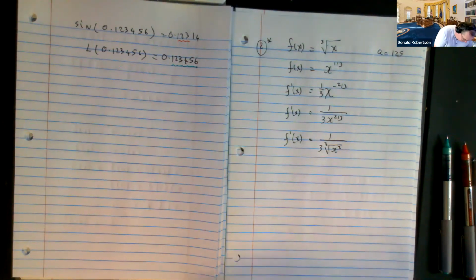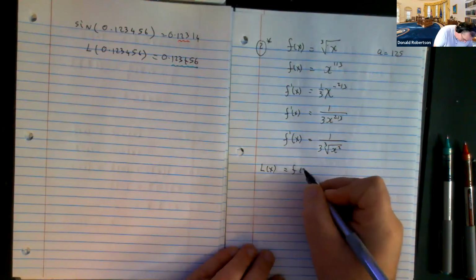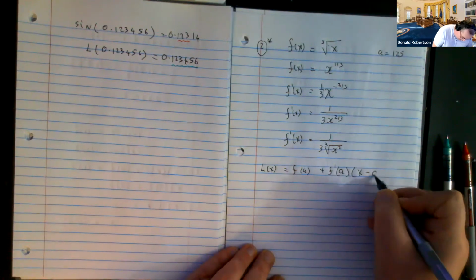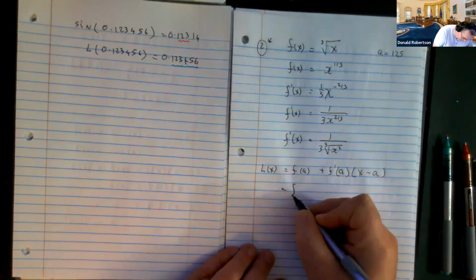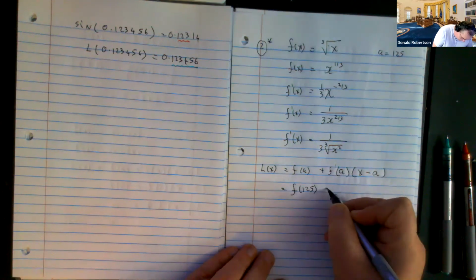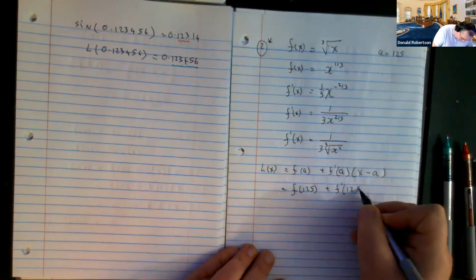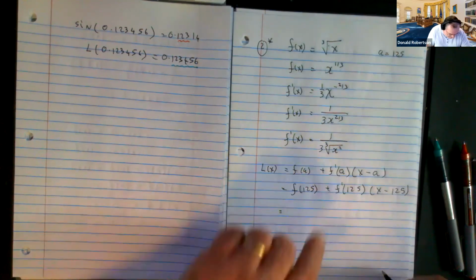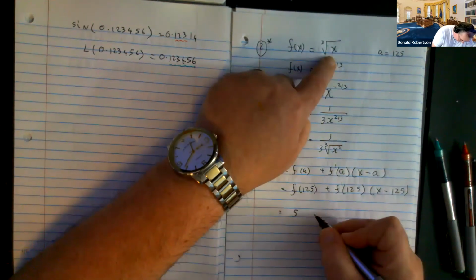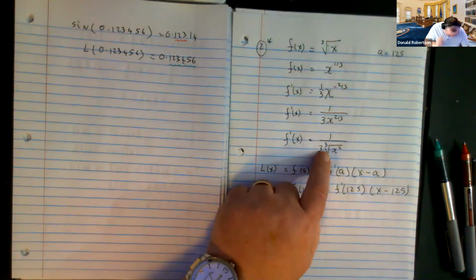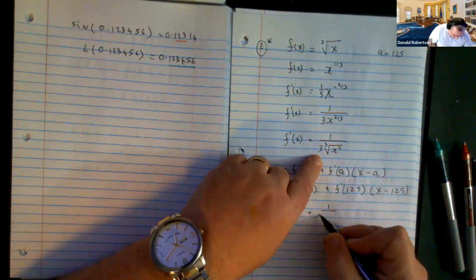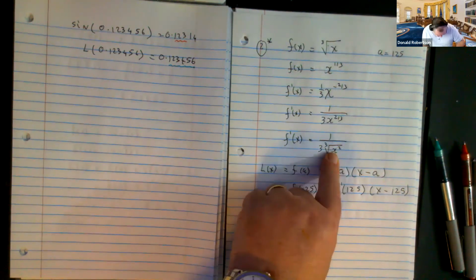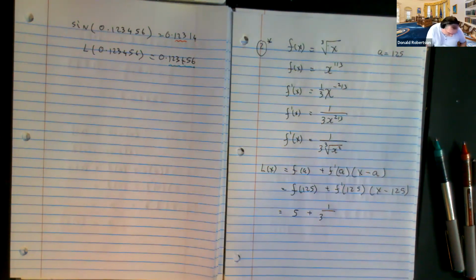And so the linear approximation function, f of a plus f dashed of a times x minus a. So it's going to be the value of the function at 125 plus the derivative at 125 times x take away 125. Okay, the cube root of 125 is 5. This guy is 1 over 3 times the cube root of 125 squared. Good grief. Well, that's 5 times 5, so it's actually just 25.